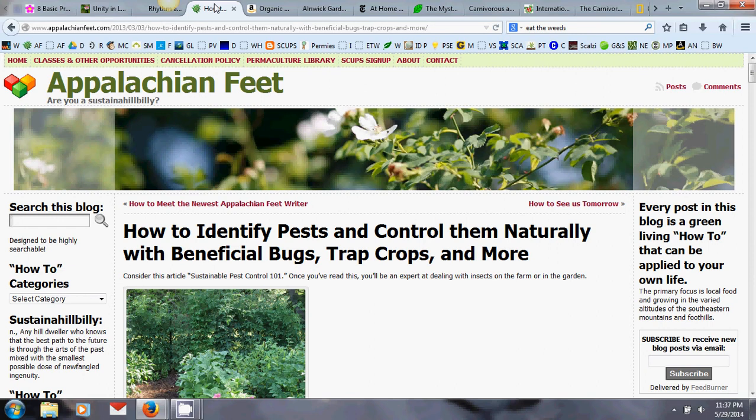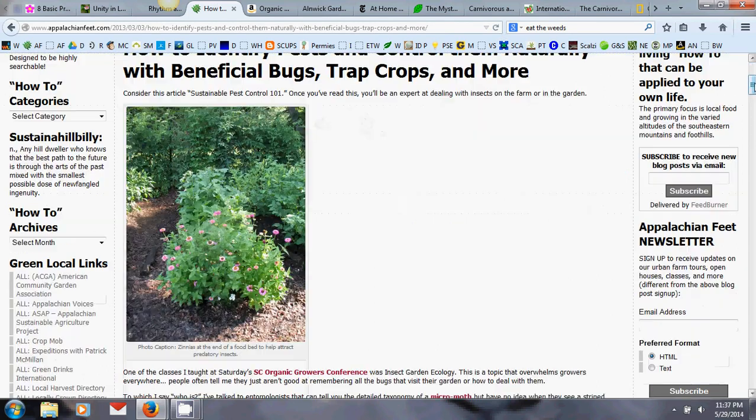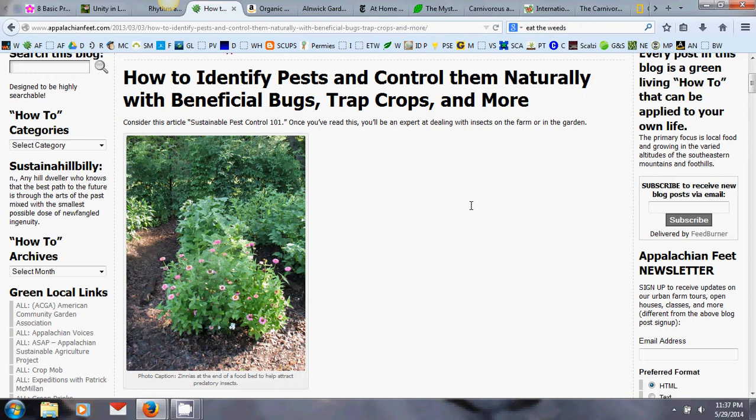request for good bugs versus bad bugs, I cover that very thoroughly in this blog post on identifying pests and controlling them naturally. And it's also about identification. And so the first line in this is, consider it Sustainable Pest Control 101. Once you've read this, you'll be an expert at dealing with insects on the farm or in the garden.